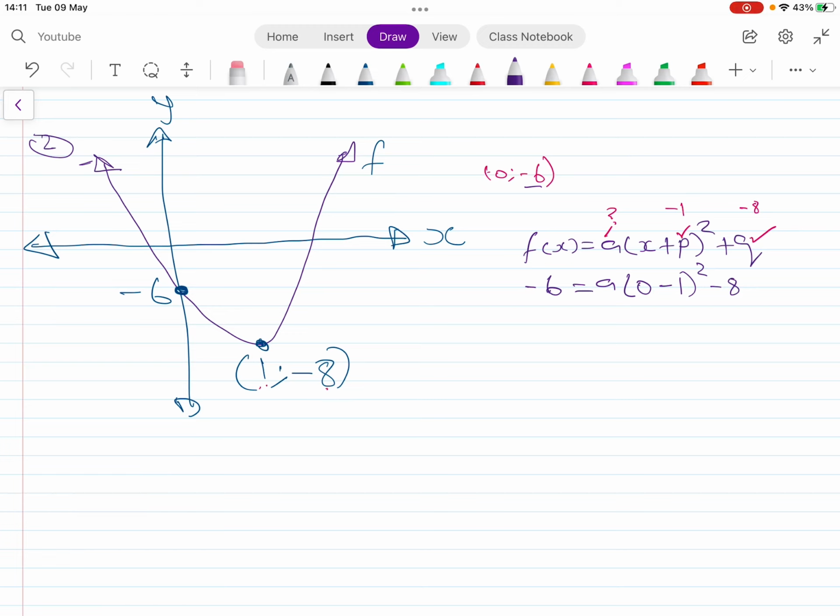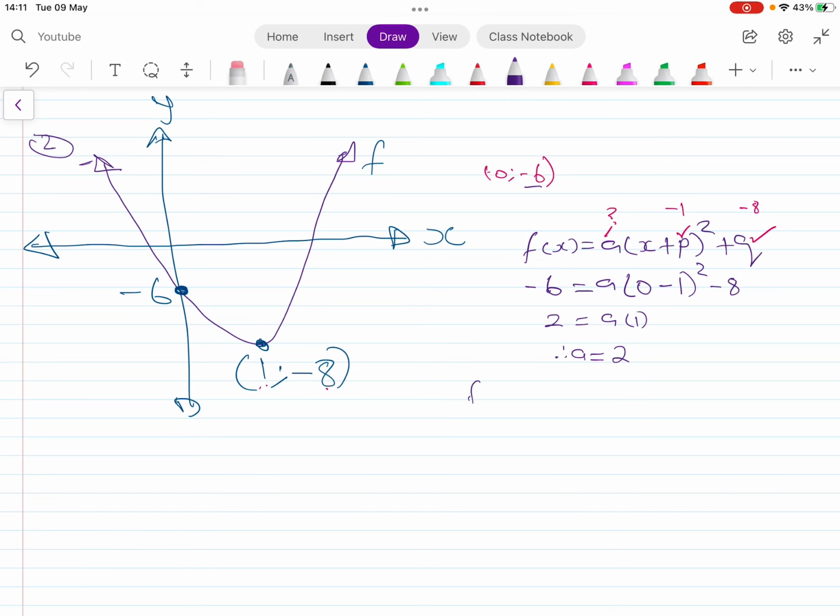We take the 8 to the left, and then that's going to be 8 minus 6, which is 2. And then we are left with a times (0 minus 1), that's -1. When we square that, it gives us 1. So therefore a is equal to 2.